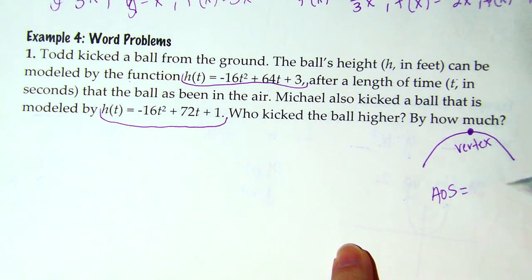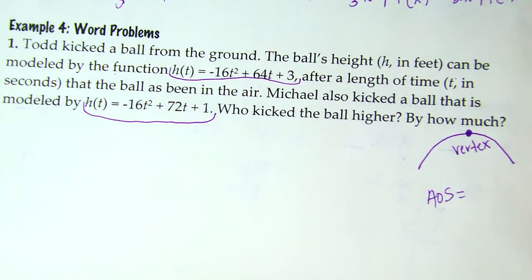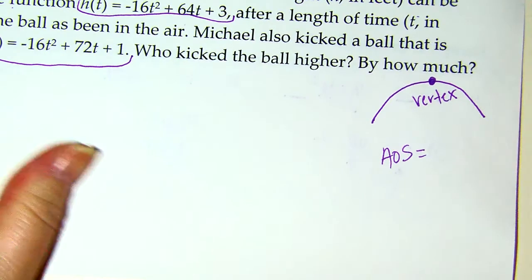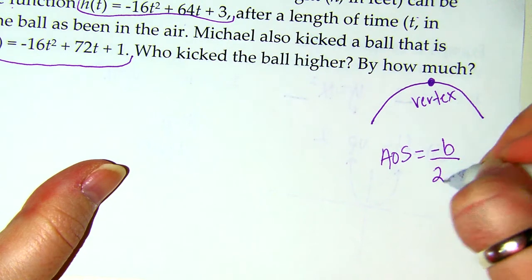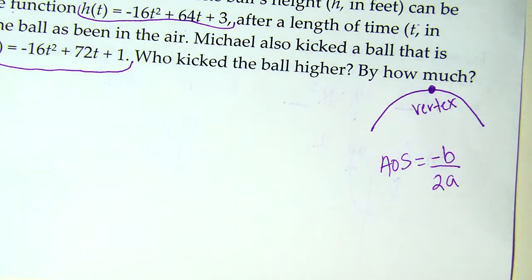The axis of symmetry formula is negative b over 2a. So that will tell us the x value, and then we'll plug it in to get the y value. So what we're about to do is a lot of what we did yesterday. So if it didn't make sense, hopefully it will today. Go ahead and grab a calculator because you're definitely going to need one to type this in.